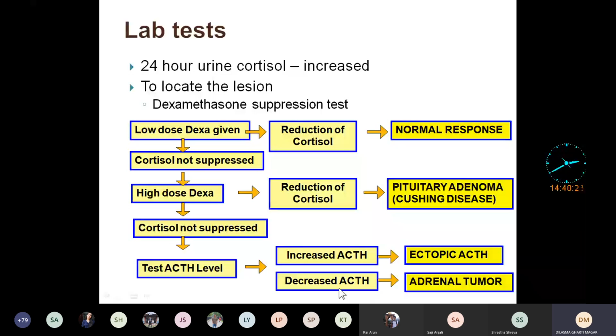Understood here? This flow chart, did you understand? Yes, please, or no, I'll repeat once again.